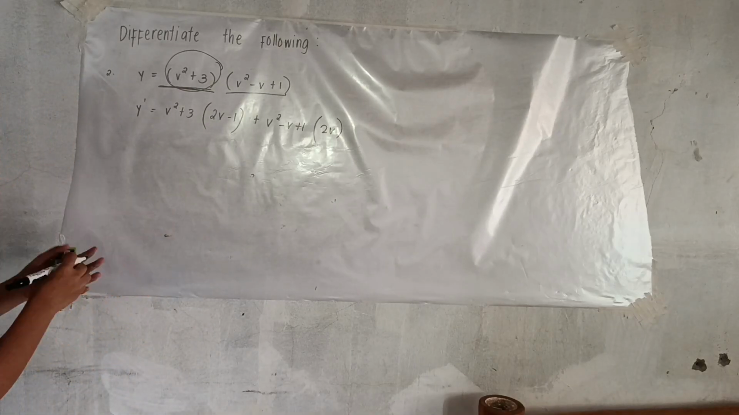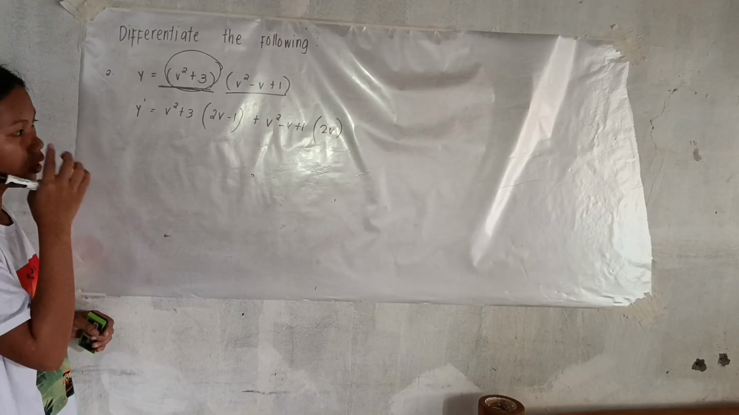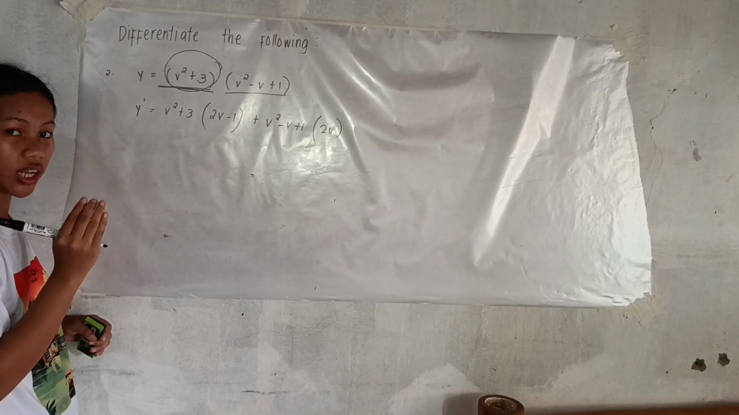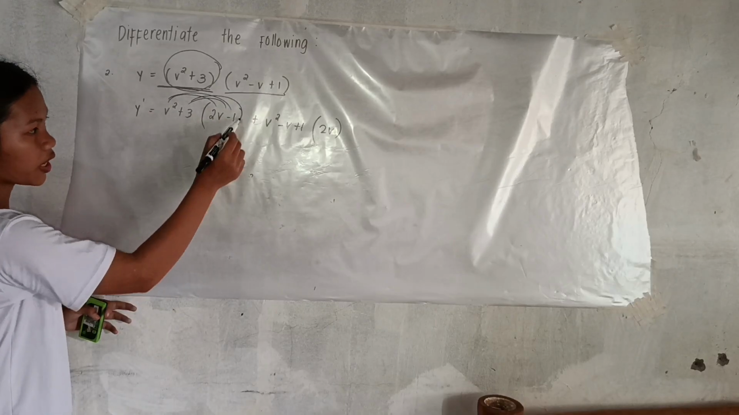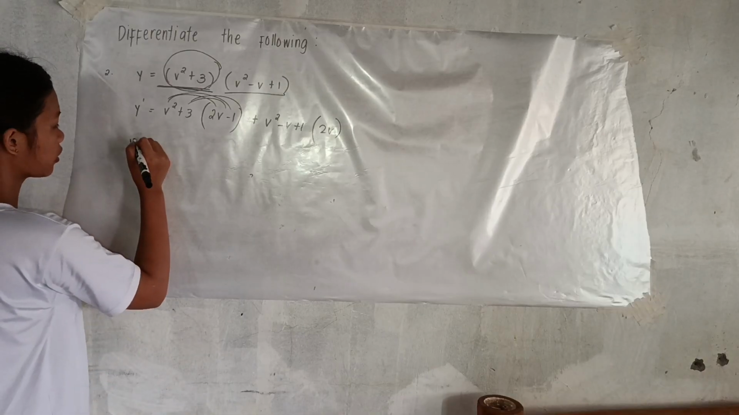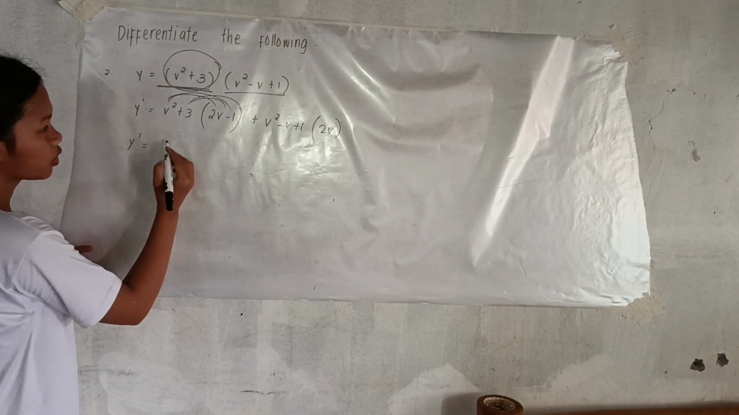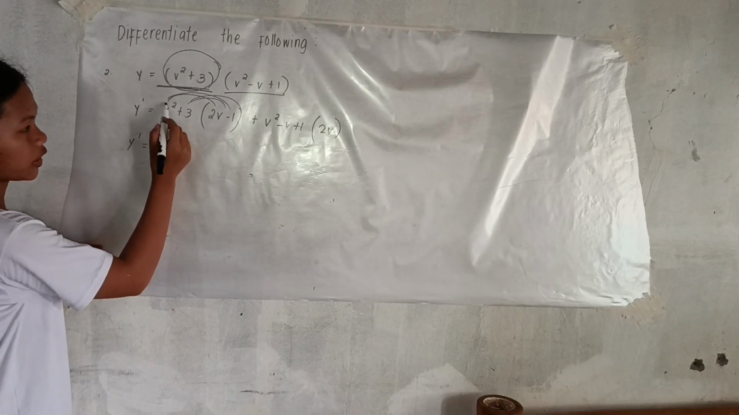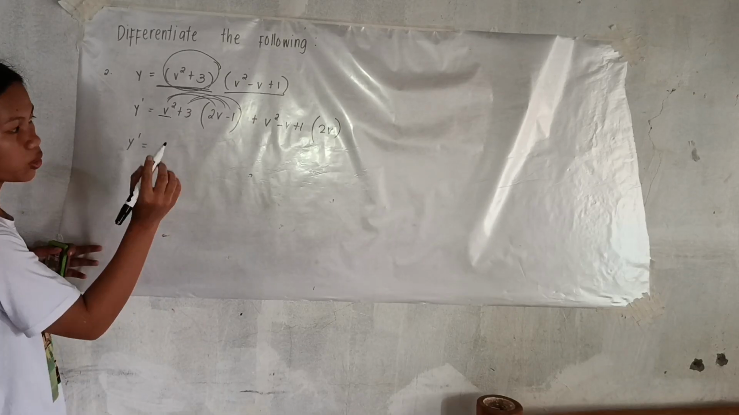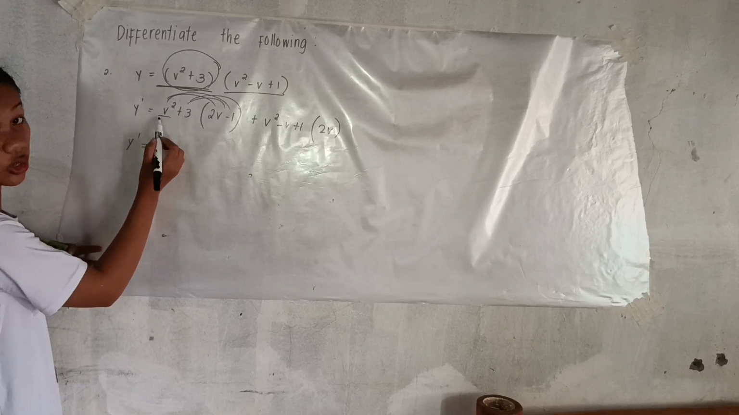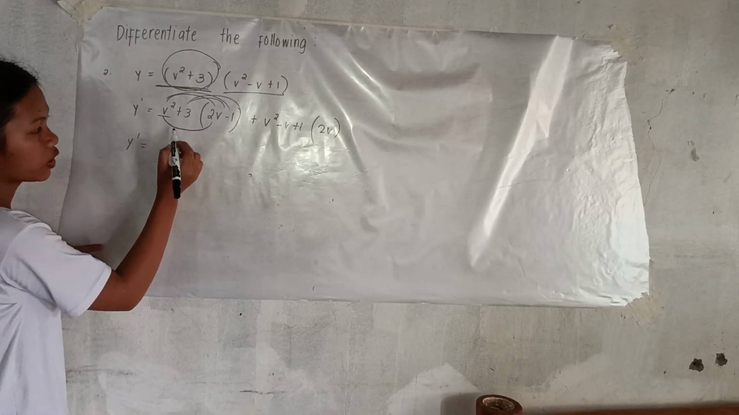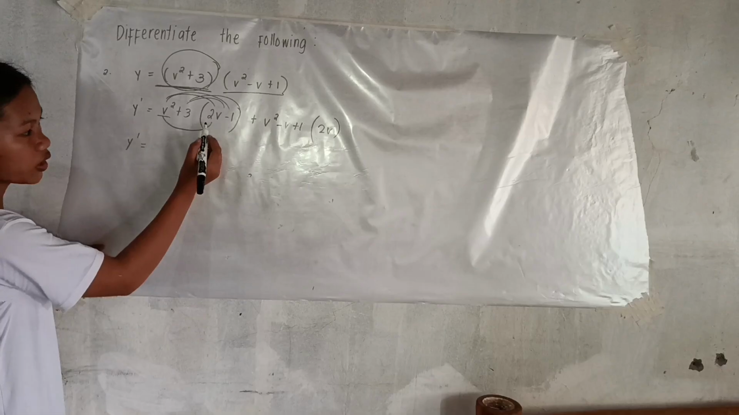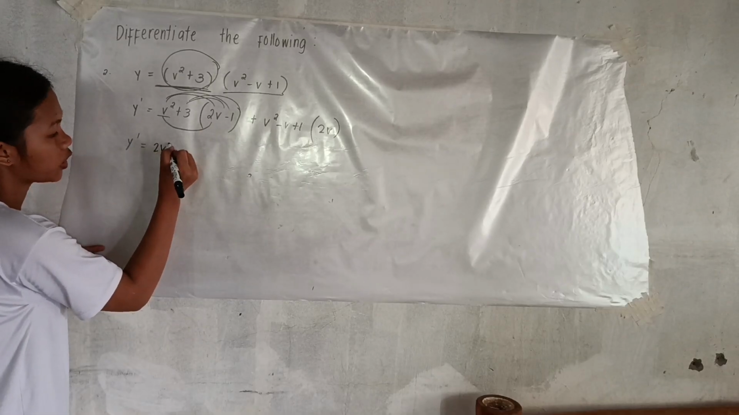So, as you can see, it is not yet simplified. To simplify it, we will multiply it, applying the whole method. We multiply first v squared, the first term, by 2v. So, v squared times 2v becomes 2v cubed.